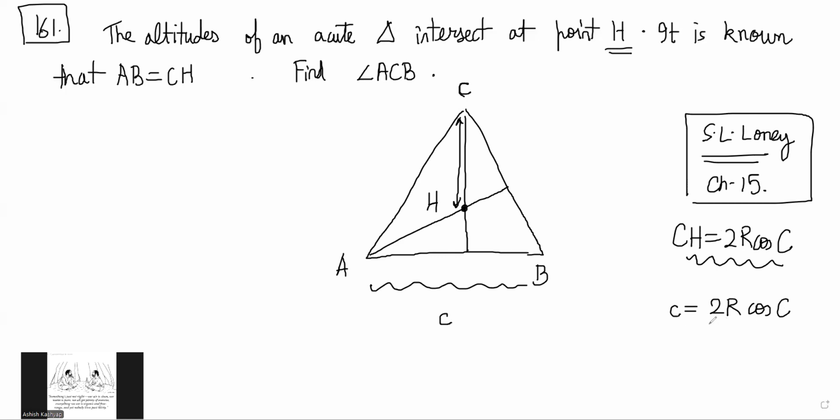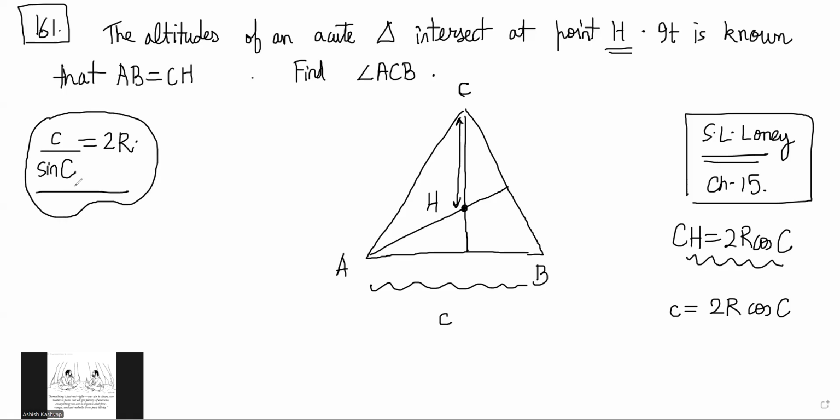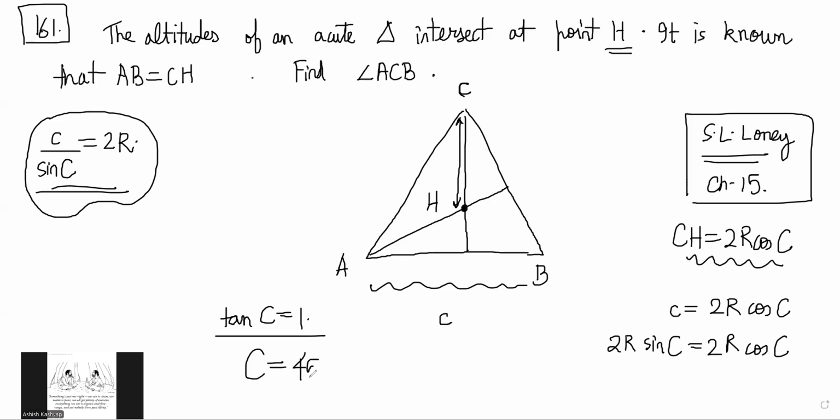And if you get c is equal to 2R cos C, from the sine rule, you can now solve. So basically we can say c by sine C is equal to 2R, right? This is one of the properties of the sine rule. I hope everyone is understanding what I'm saying. So from there, as soon as you do this, you are getting c is equal to 2R sine C is equal to 2R cos C, which means tan C is 1, which means C is 45 degrees.